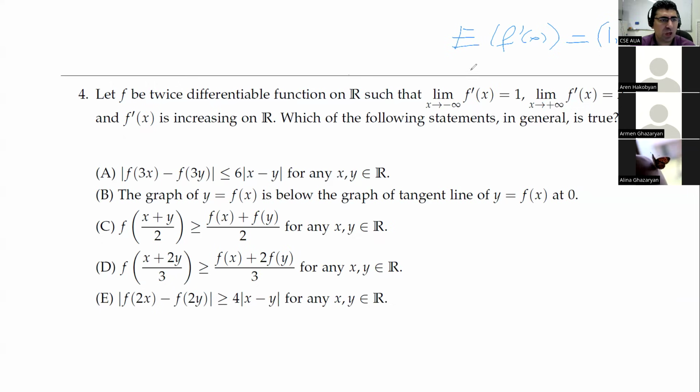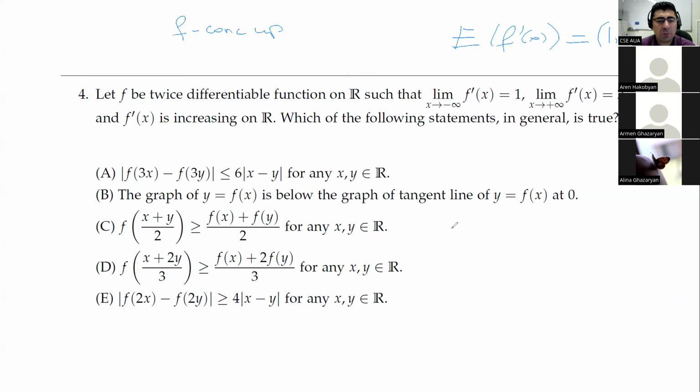What else can we gather from this information? F prime is increasing, so the function f is concave up, right? Derivative increasing, f is concave up. Okay, let's see what we can say. Now I'm thinking about statements C and D. These are similar to concavity.